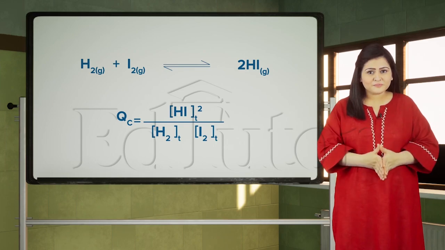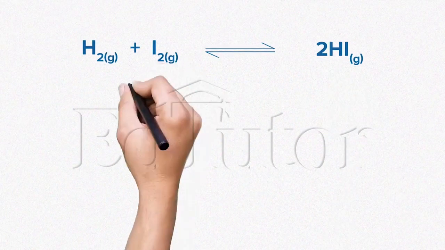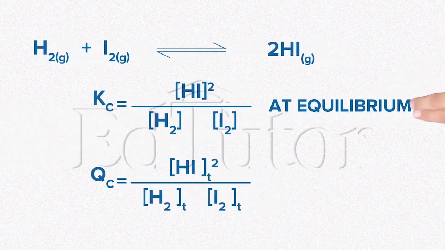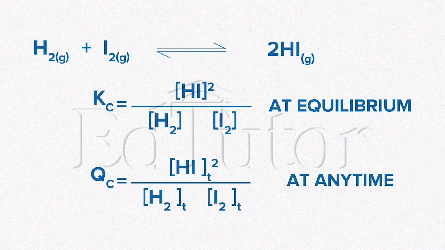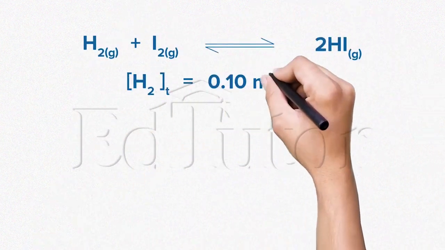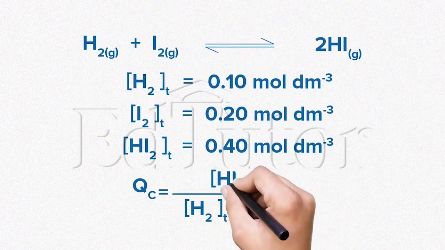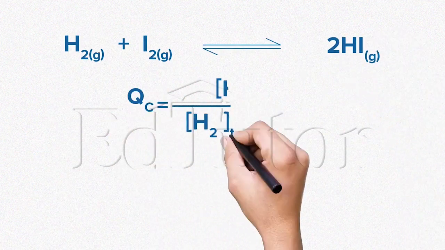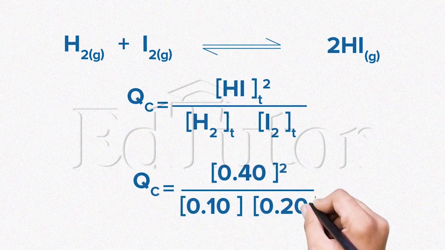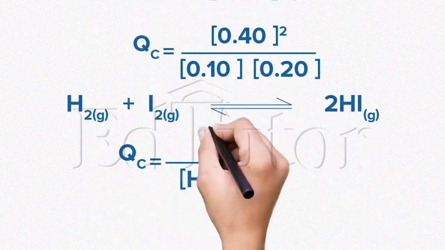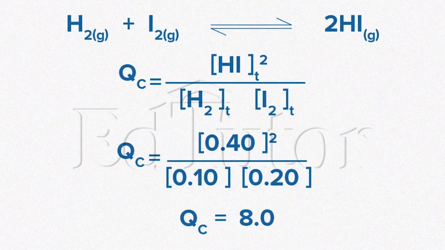Take a look at the formula. It should look similar to the Kc formula. The only difference is that the Kc value is at equilibrium, while the Qc value is at any time other than equilibrium. Understand? Great. If we insert these values into the Qc expression, we should get the square of 0.4 divided by the product of 0.1 and 0.2. By solving this, we'll get 8 as the value of Qc.